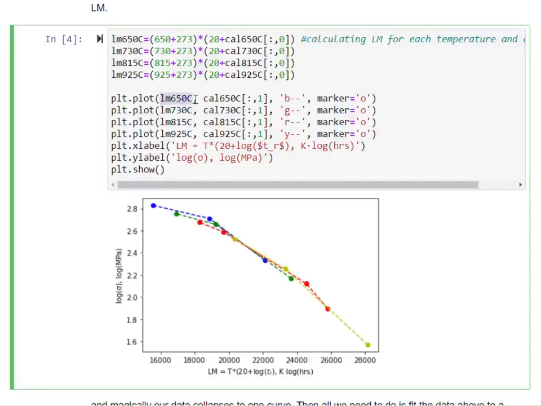Okay, so these were my X values that I pulled off and calculated here, the Larson-Miller parameter. And then these were the Y values, which is the log of the stress from my previous plot. But you see, they do collapse onto one curve.